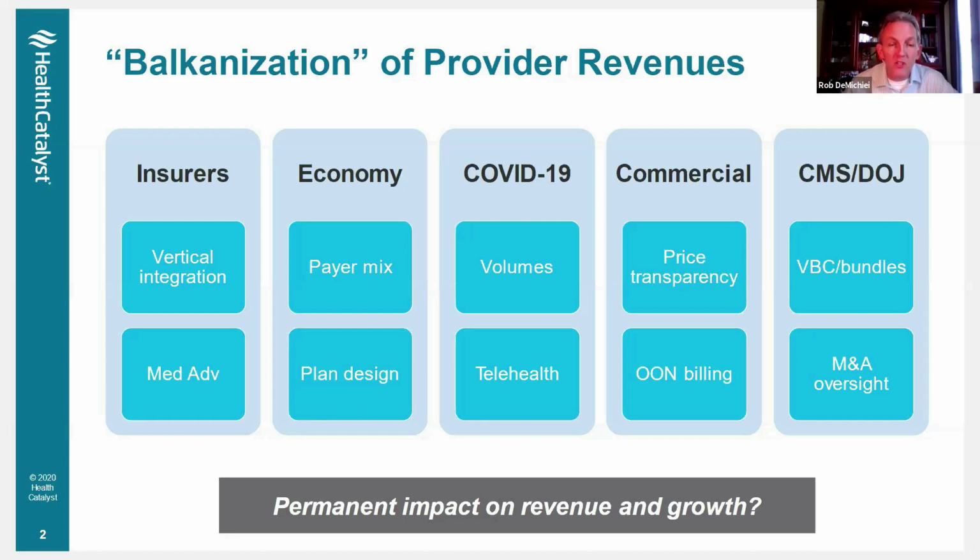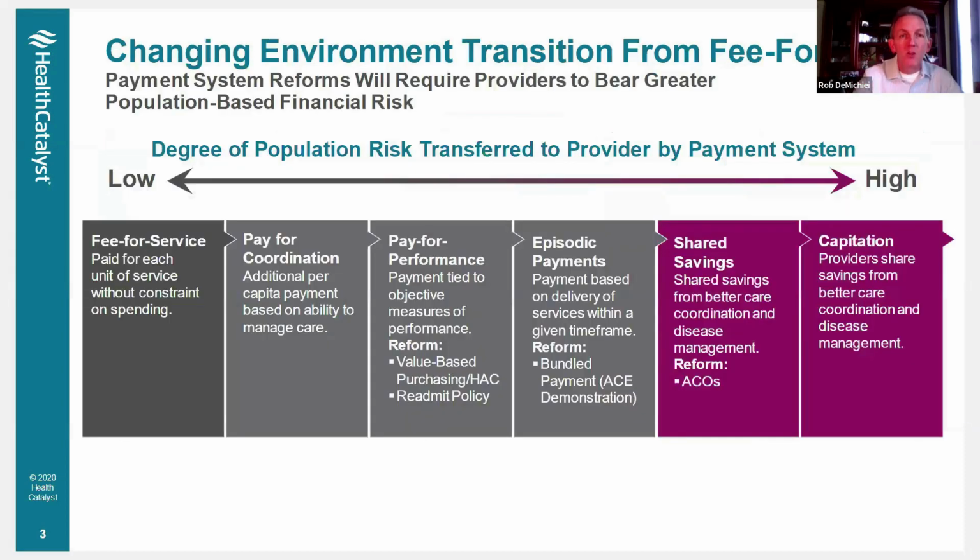So the question you have to ask is, is there a permanent impact on the revenue of your organization? Will you ever achieve those levels that you had pre-COVID and on your ongoing growth? So again, this is a slide which just shows the change from fee-for-service revenue to capitated, value-based pay-for-performance. And again, to take on risk, you need to understand your costs, and they need to be understood in an accurate manner. So very important to have great costing information to take on risk.